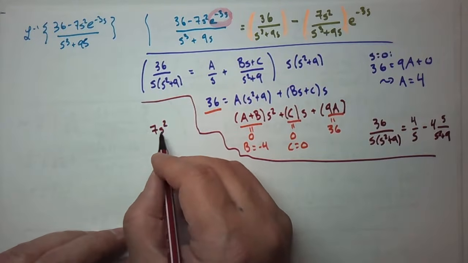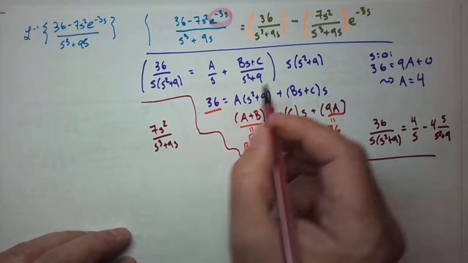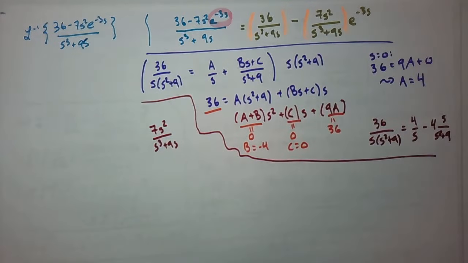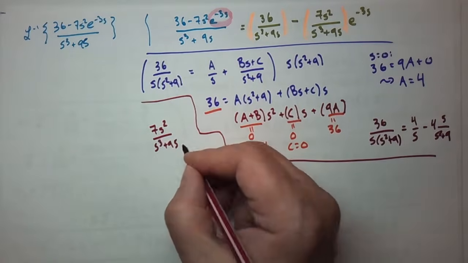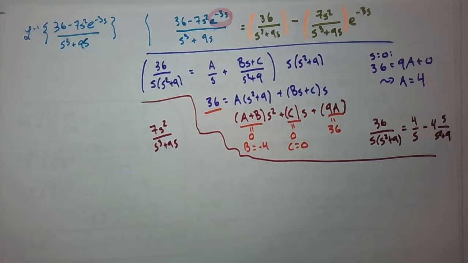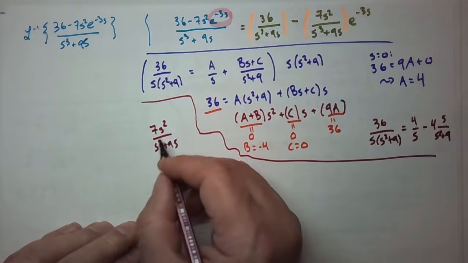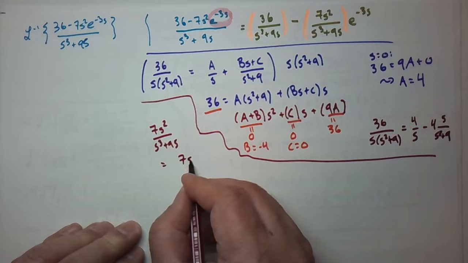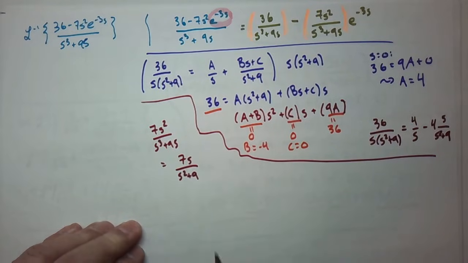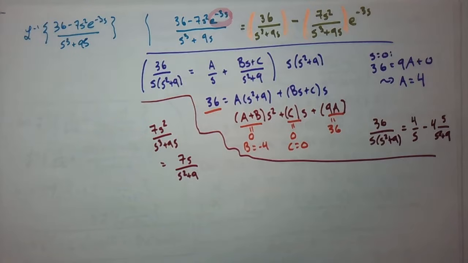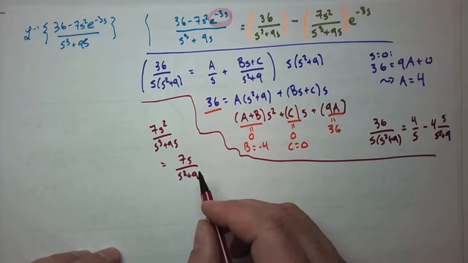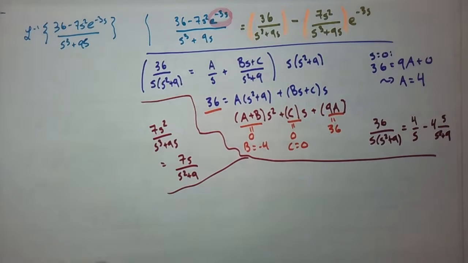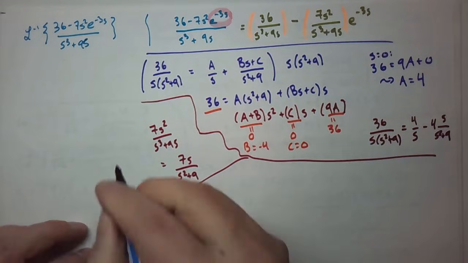The 7s squared over s cubed plus 9s. I'm just working on polynomial over polynomial. Okay, what do we do here? Take out an s, top and bottom, and cancel. And we get 7s over s squared plus 9. And now what? Now we're done with the partial fractions. That's already partial fractioned out, so that can't go any further.